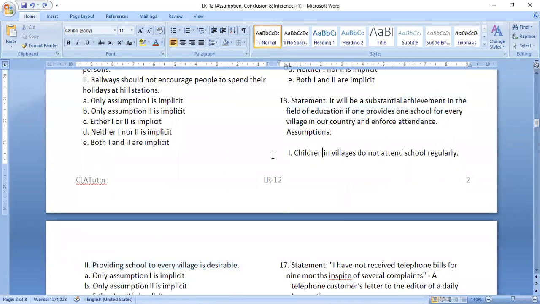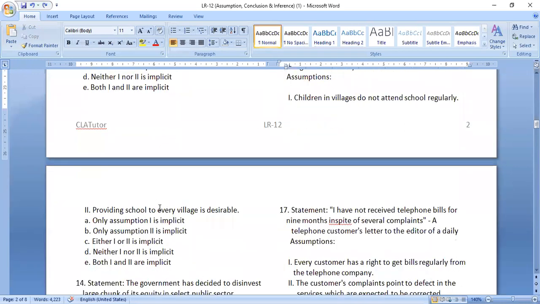How about 1? I think it is implicit because they talk about enforcing attendance, and also they call it a great achievement, meaning that to provide one school for every village and to enforce attendance is not a simple task. It is a considerably hard task, which is why they call it an achievement. And so 1 has to be implicit too. So I think both 1 and 2 are implicit. So I think it's option E. Both 1 and 2 are implicit.